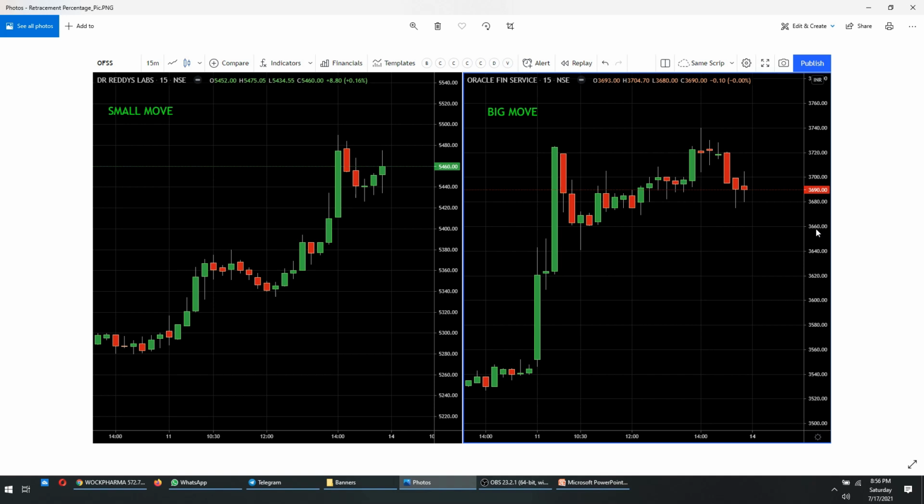Okay, when we talk about big moves, the chart that you see on the right hand side, those kinds of situations have to be handled differently and very carefully. So for the big moves, the first thing that you need to do is to wait for that candlestick to close. Okay, it might be this candlestick or it might be this candlestick, right?